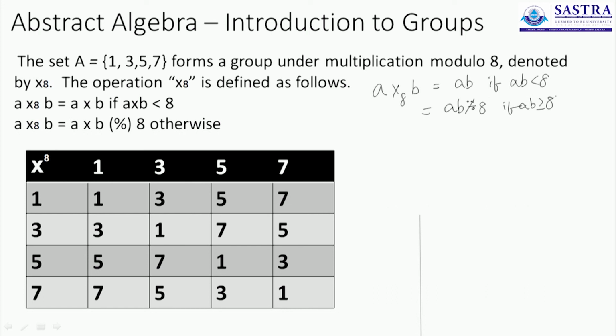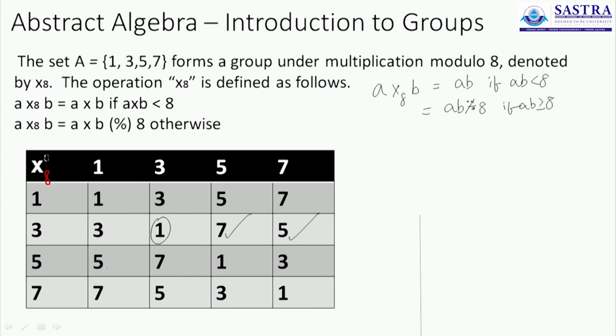So that is the definition which is on your screens, and we are considering only 4 elements here: 1, 3, 5 and 7. So if you compute these answers, 1 and 1 is 1, so it is returned as it is. 1 and 3, 1 and 5, 1 and 7 all are the same. 3 and 1 is 3, no problems with that. 3 and 3 is 9, but 9 gives you a remainder of 1. 3 and 5 is 15, 15 gives a remainder of 7. 3 and 7 is 21, 21 gives a remainder of 5 when you divide the answer by 8.